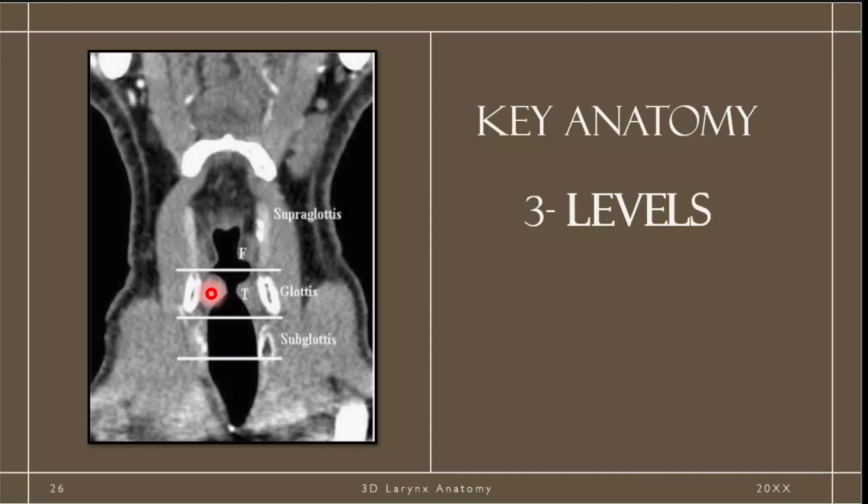Yes, the number here is the level. This is a coronal CT image of the larynx. You can see here, this is the true vocal cords. This is the laryngeal ventricle. Immediately below the laryngeal ventricle, we have the true vocal cord, and above that is the false vocal cord, and all this level up to the hyoid bone is the supraglottis. This is the glottis level, and everything below till the cricoid cartilage is the subglottis level.